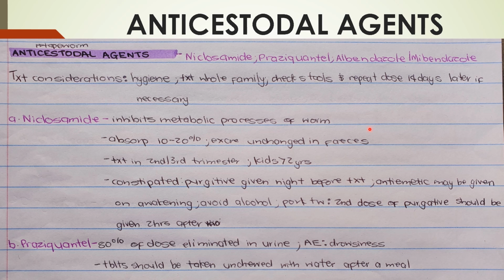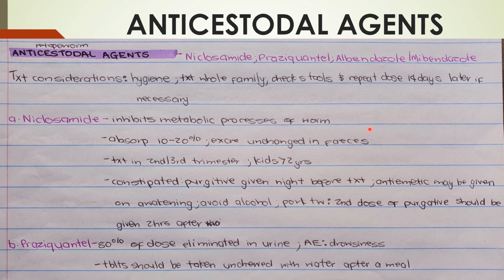And then we've got our anticestodal agents. So this is treating your tapeworms. Examples of medications would be niclosamide, praziquantel, albendazole, and mebendazole. For treatment considerations, you need to make sure that there's good hygiene, you're treating the whole family, you're checking the stools for any worms, and you repeat the dose 14 days later if necessary.